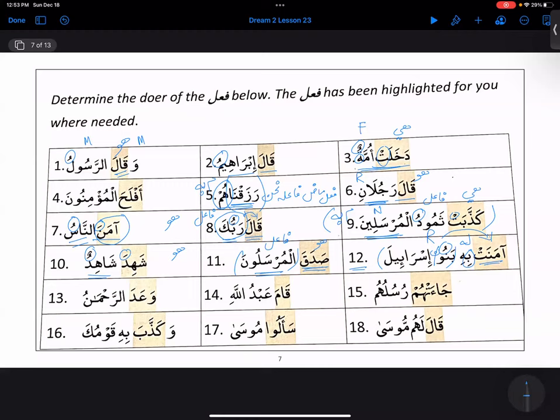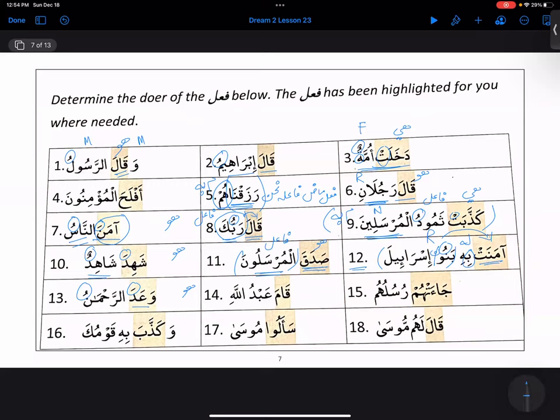Okay, next one. Wa'adar Rahmanu. We're going to just finish whatever is on this slide. Wa'ada, this fatah is Hua version. And Ar Rahmanu is Rafa. Rahman promised, the Most Merciful. So Ar Rahmanu is basically the fail of Wa'ada.